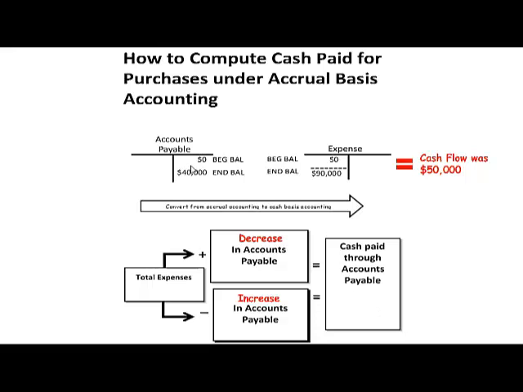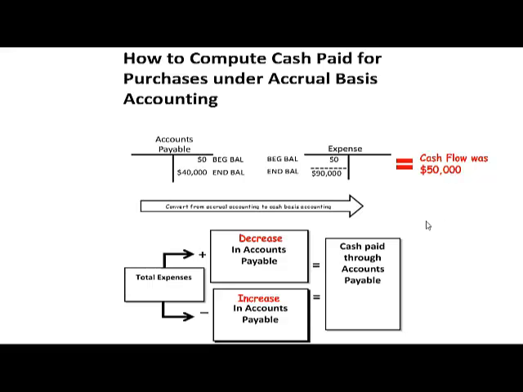Now up at the top here, we see we have our accounts payable balance, where we had a zero beginning balance and an ending $40,000 balance. That's from our previous slide. And also from our previous slide, we have an ending balance of $90,000 in expenses. And you'll remember from the cash T account, our cash outflow in this case was $50,000.